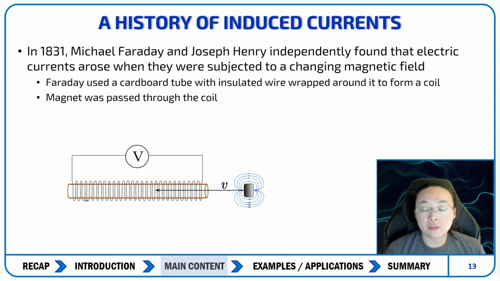In 1831, Michael Faraday and Joseph Henry each independently found that electric currents would arise when they were subjected to a changing magnetic field. The key word here is changing, because no current was induced if the magnetic field was constant. Faraday used a cardboard tube, represented here, with an insulated wire wrapped around it to form a coil. He had a magnet that was passed through the coil, and he noticed the change in an ammeter.